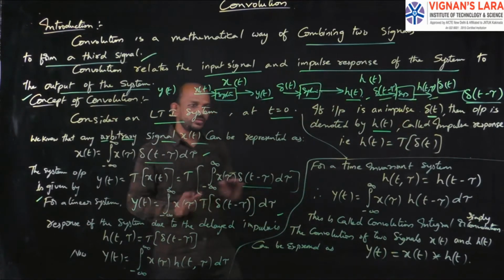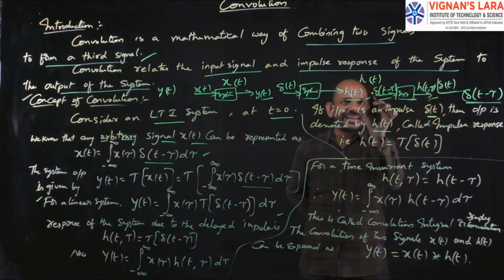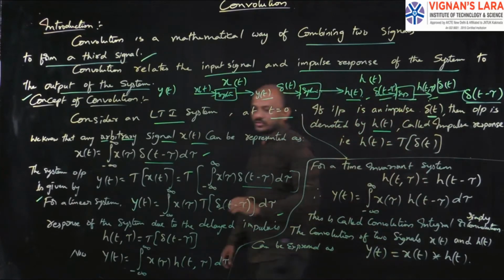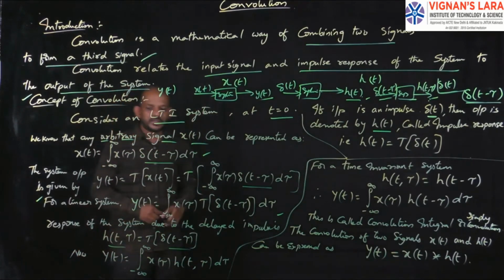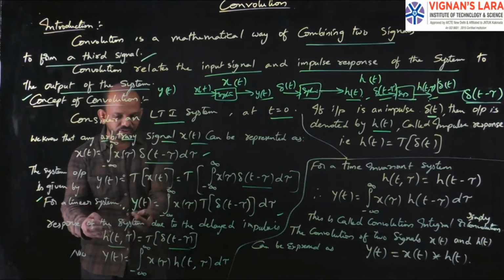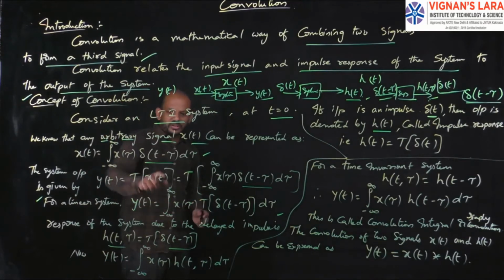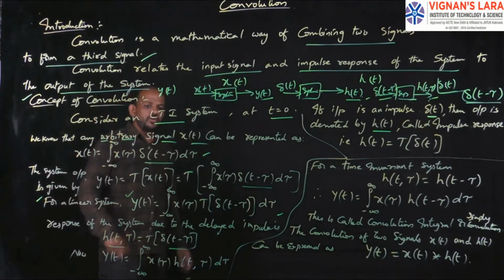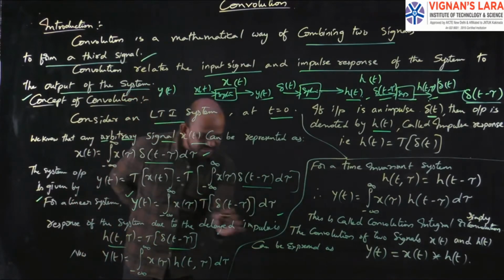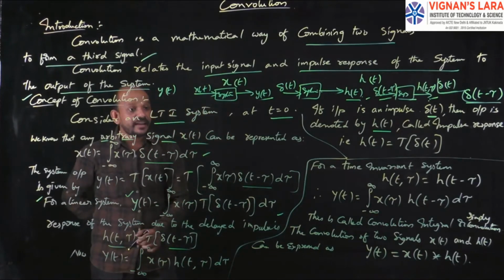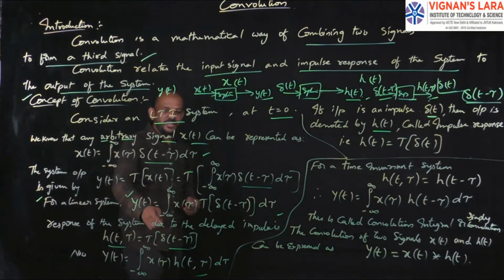Okay. Now write it in equation form. h of t comma tau is nothing but the transformed version of del of t minus tau. So I got an equation for h of t comma tau as the transformed version of del of t minus tau. Now the system output y of t will be equal to integral minus infinity x of tau. In place of this I can write h of t comma tau. So finally I got y of t equal to integral minus infinity x of tau.